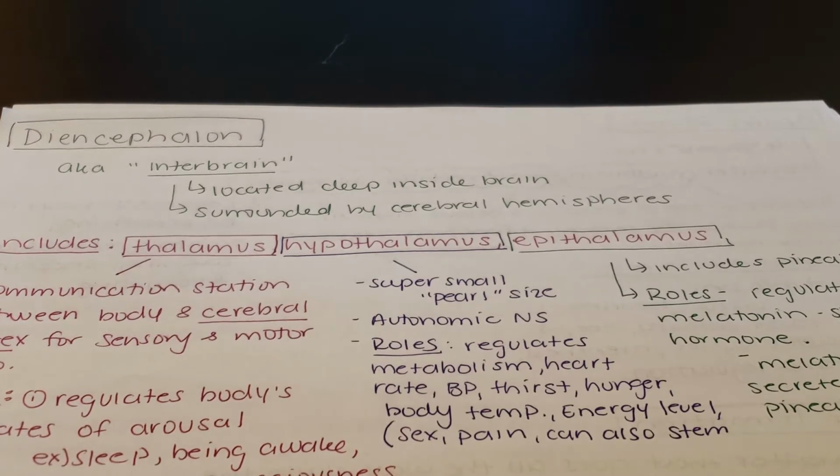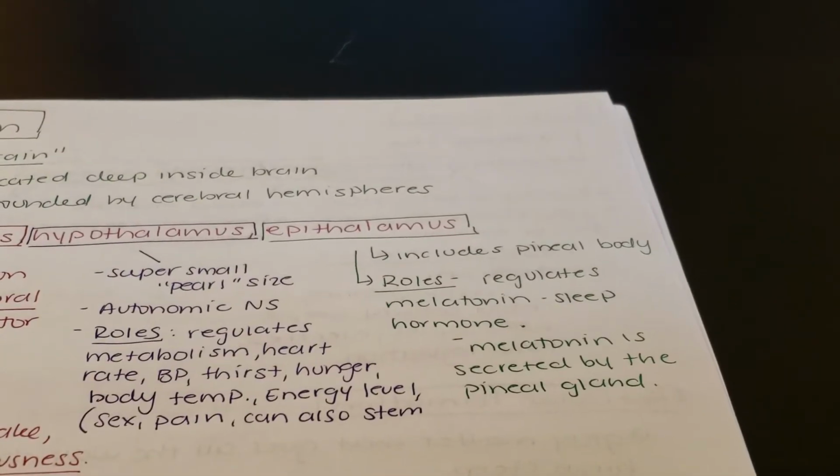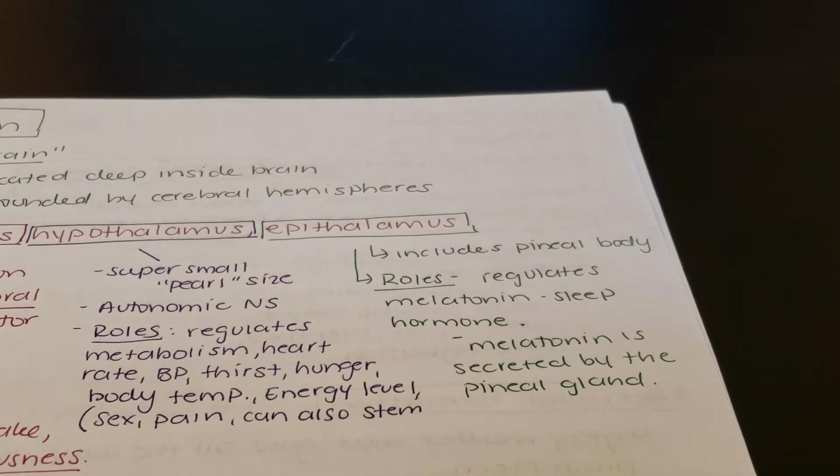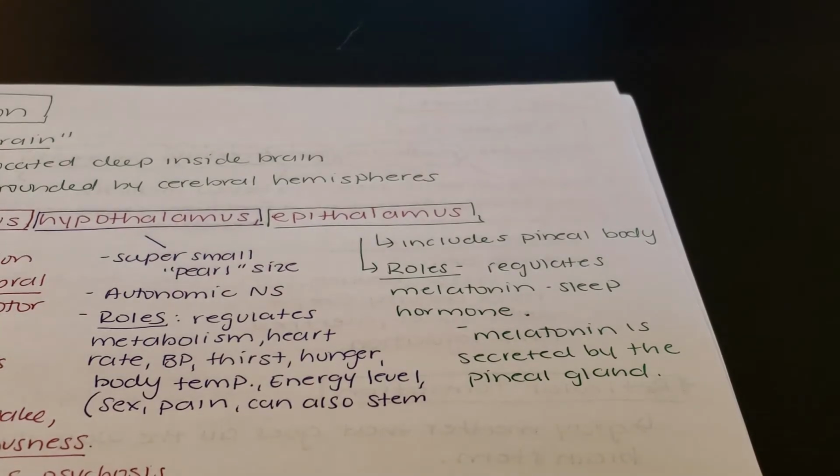All right, and then lastly is the epithalamus, and this pretty much includes your pineal body or your pineal gland. The role that the epithalamus plays is to regulate melatonin, which is a sleep hormone. So sometimes people who have a hard time sleeping, doctors will recommend taking a melatonin vitamin that just regulates this hormone in your body to help you get a restful amount of sleep. And melatonin is secreted by your pineal gland, which is part of the epithalamus.